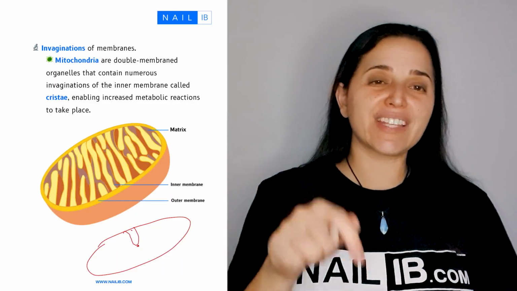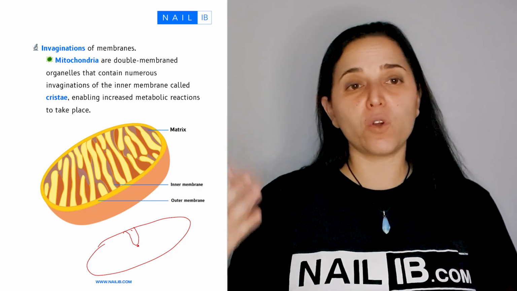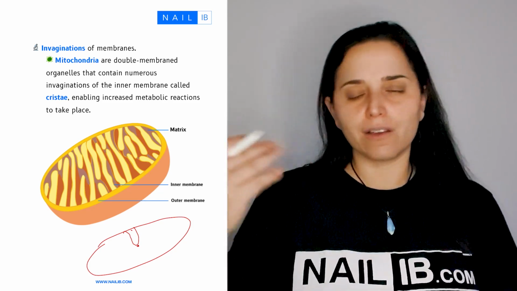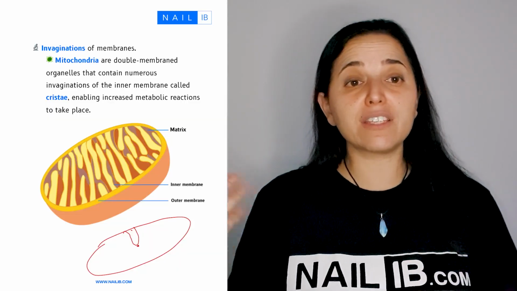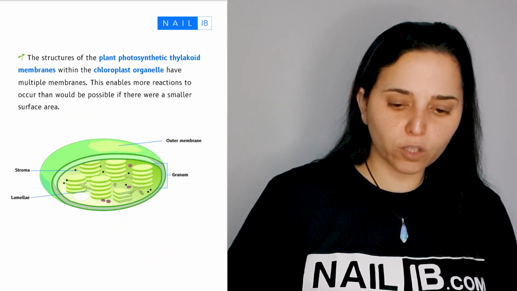So the mitochondria inside of it has a lot of that folding. That folding is known as the cristae, which increases the metabolic reactions. That means the Krebs cycle will be quickly working with the ETC because of these foldings that are happening inside of the mitochondria. The same thing happens with the chloroplast.